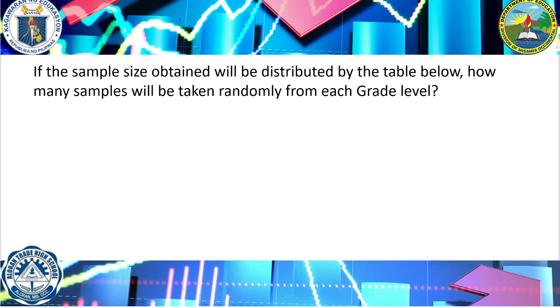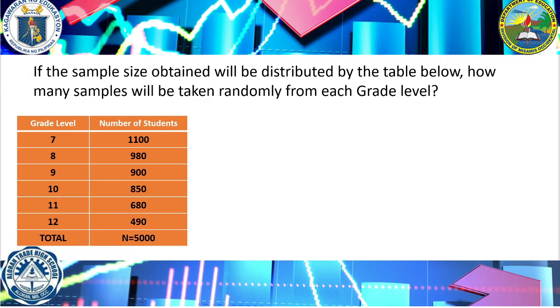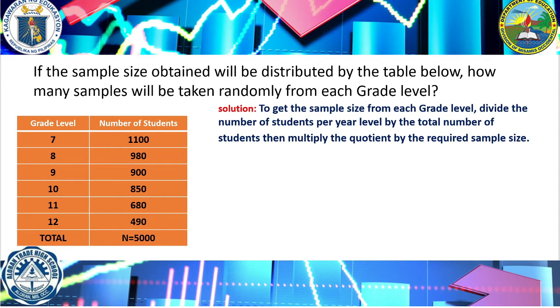If the sample size obtained will be distributed by the table below, how many samples will be taken randomly from each grade level? Take note, the sample size obtained is 371. And we have our table here showing grade levels from 7 until 12, with number of students per grade level, with a total number of 5,000 as our population. So the solution will be, to get the sample size from each grade level, we divide the number of students per year level by the total number of students in the school, then multiply the quotient by the required sample size.